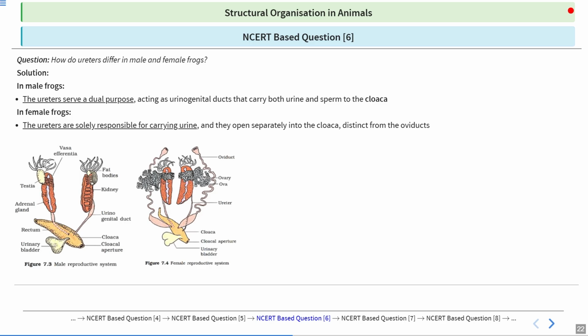So the eggs never pass through this ureter. Only the nitrogenous waste material, right? That passes through this ureter, goes to the cloaca, and from the cloaca, it gets stored in the urinary bladder. And from time to time, it is eliminated out from the body. So this is the difference that we see in the case of male and female for the ureter working.